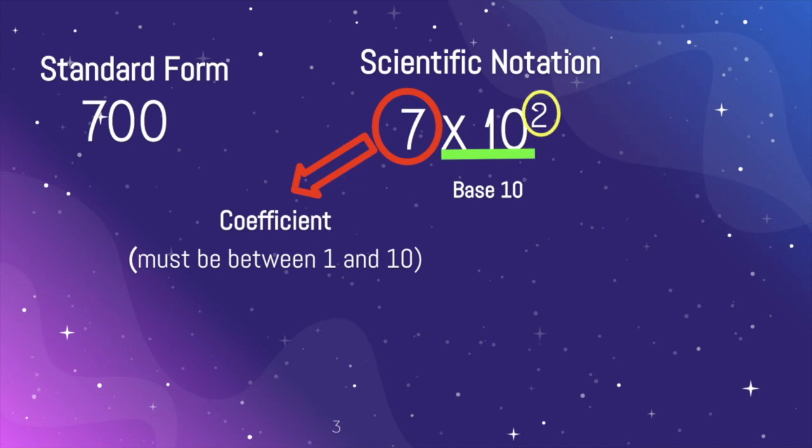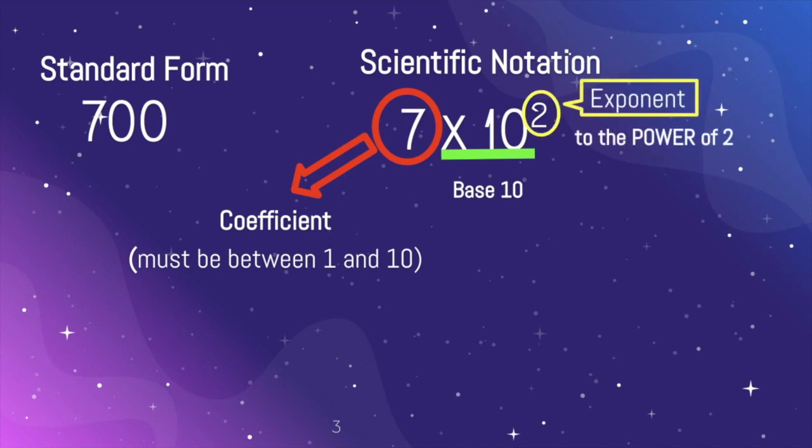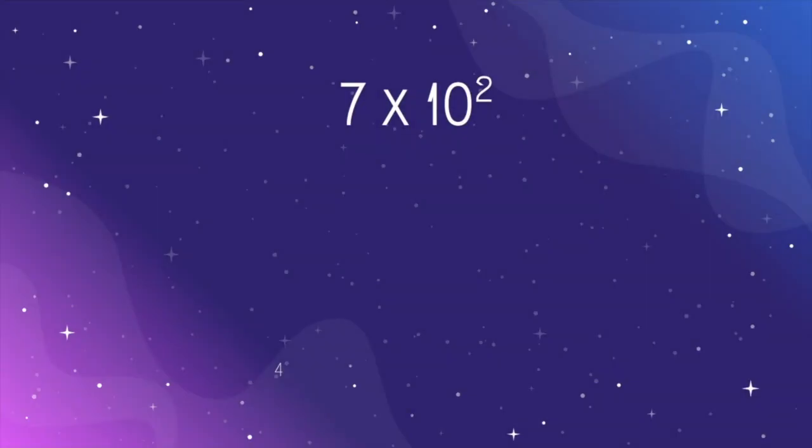In math class, we normally say 10 squared. But for scientific notation, we change that just a little bit and call the exponent like this: 10 to the power of 2. I know it seems confusing now, but just hang in there with me. So here it is again: 7 times 10 to the power of 2.